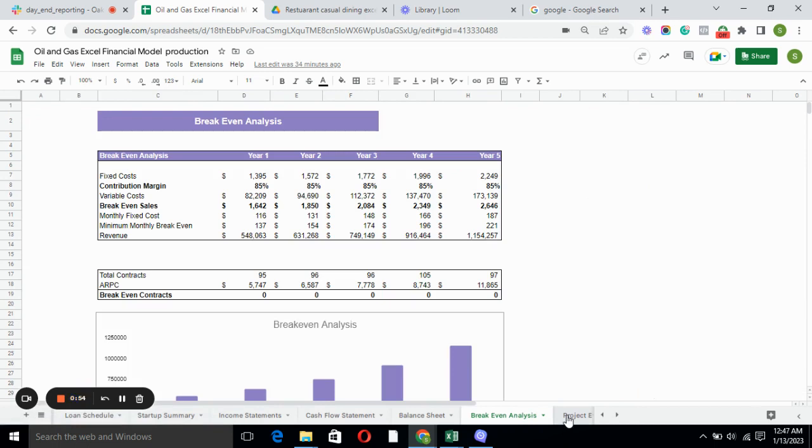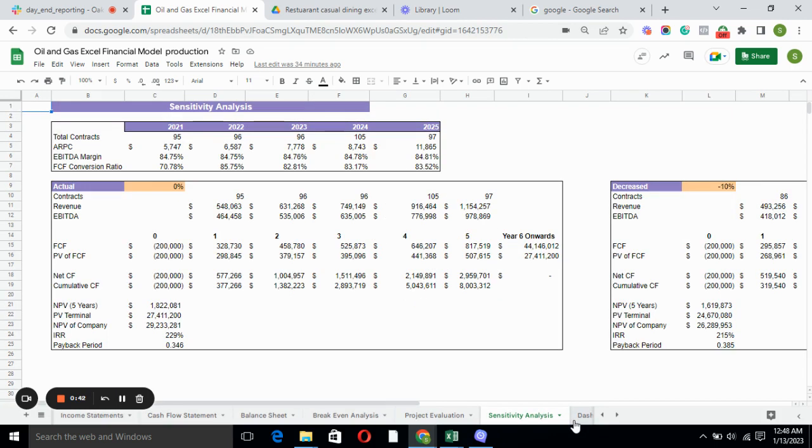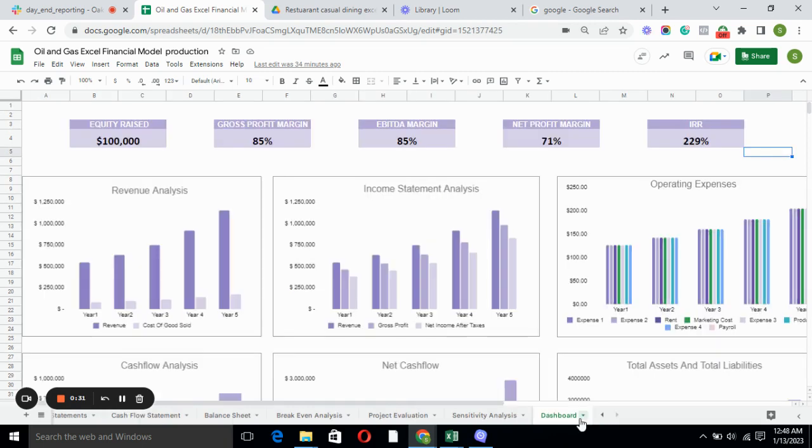Breakeven analysis tells you the point at which you have earned enough to cover all of your costs. Project evaluation basically tells you the NPV of the company, the value of the company, and where the company stands. Sensitivity analysis basically tells you the revenue, EBITDA, and FCFF in three scenarios: actual, decreased, and increased. The dashboard is the visual representation of your business, which helps you understand your business in a better way.